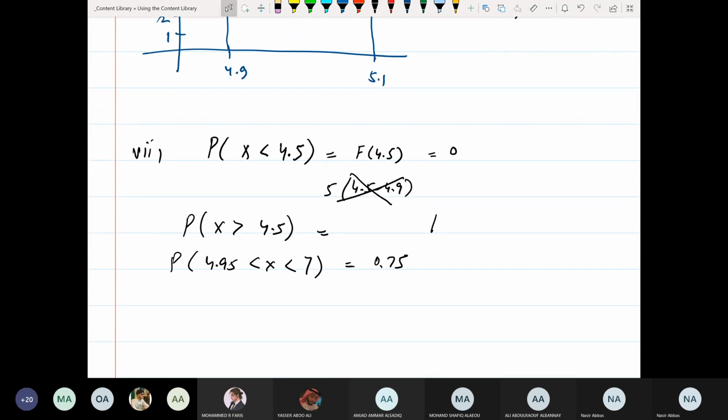So first you will write it like this: the probability of x between 4.95 and 5.1, plus the probability of 5.1 to 7, and this part will be 0 because x cannot be more than 5.1. So you will solve only the first part. Okay, these are small tricks that you may see in the exam.